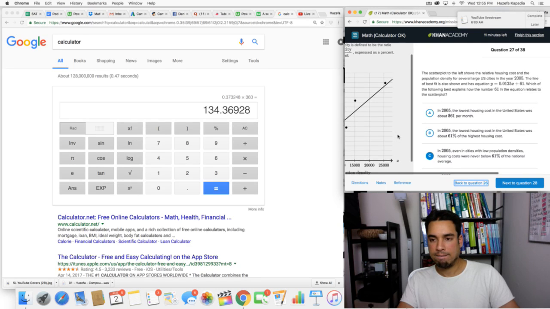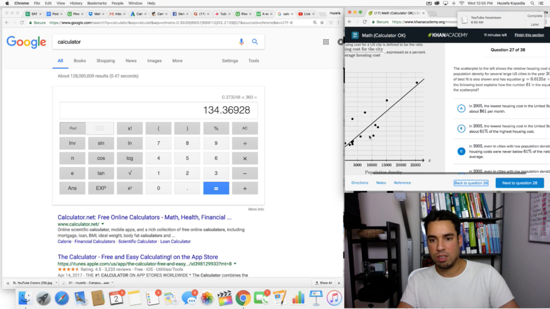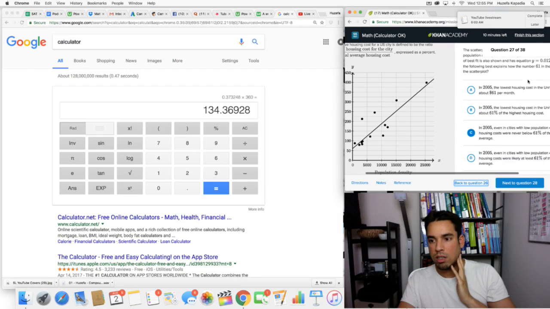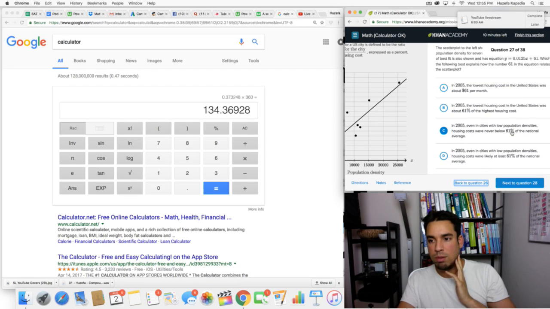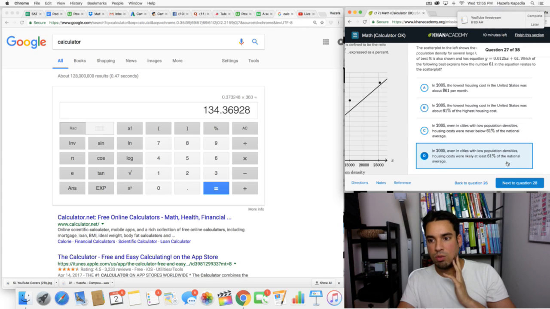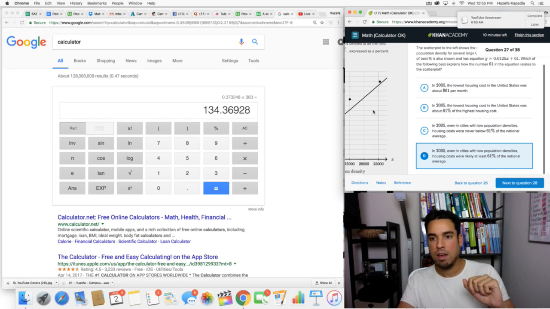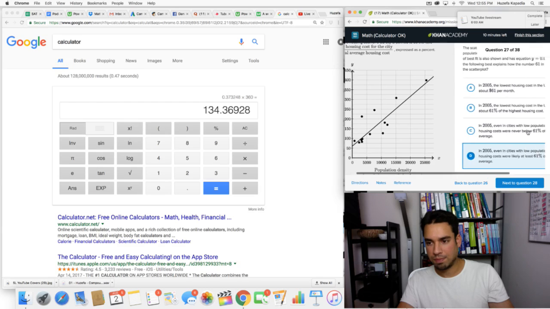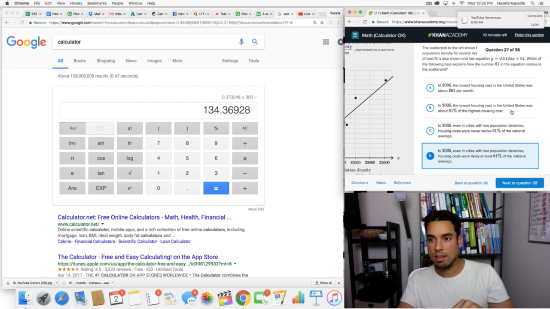And so now we want to know the 61. That 61 is the percentage, it's like what they're saying, but it's a line of best fit. So we gotta look. Housing costs were never below 61% of the national average. That's wrong. It's this: in cities with low population densities, housing costs were likely at least 61% of the national average, because this is a line of best fit. So I'm changing my answer now. I get it. It's not an actual data point. This isn't exhaustive, and this is just a smattering of cities that they have looked at. So I'm changing my answer to this. This is definitely not right. Lowest, nope, that's definitely not right.